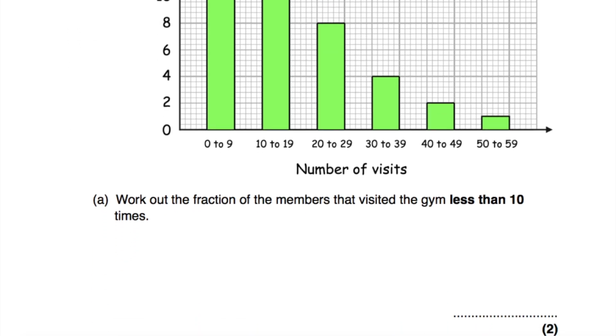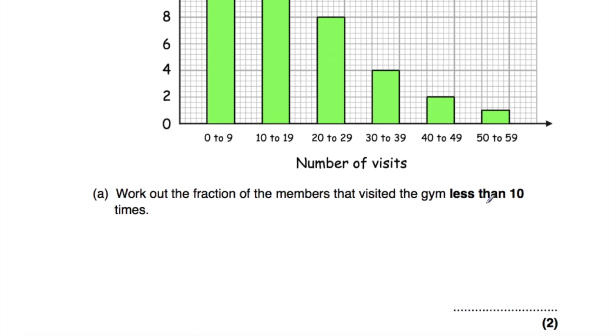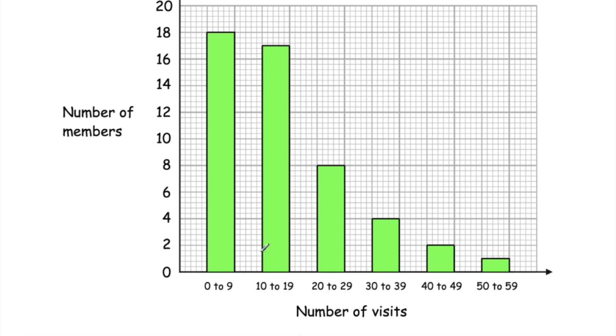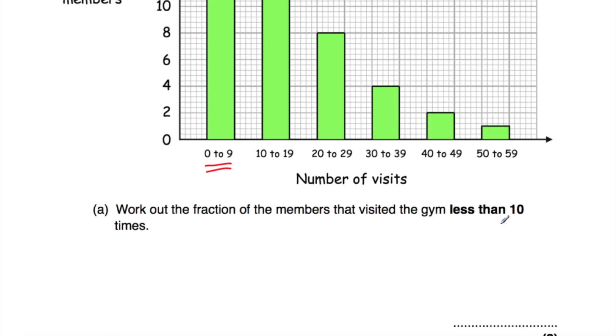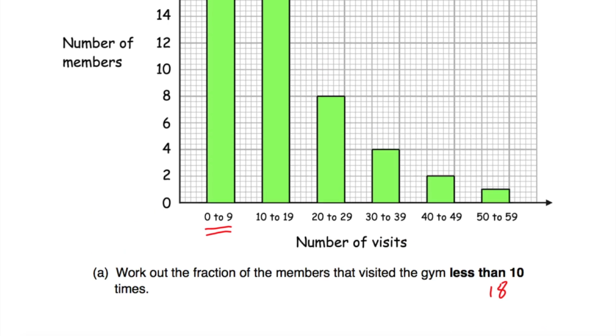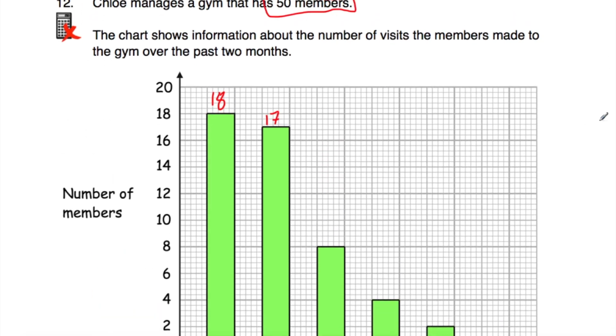And then the question says, work out the fraction of the members that visited the gym less than 10 times. So less than 10 times, that's in bold there. Well, here we've got 10 to 19, so less than 10 times would have to be this bar here. So there's 18 members that visited the gym less than 10 times. And we want to write down the fraction of the members that visited less than 10 times. So let's work out how many members there are altogether. It actually tells us it's 50 members.